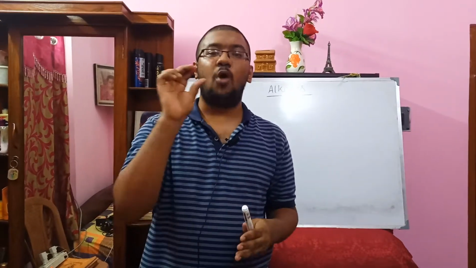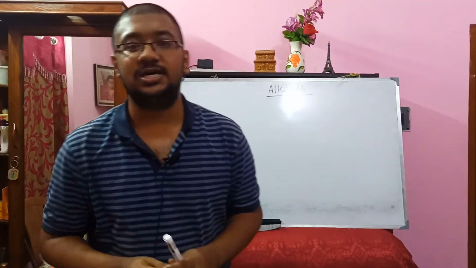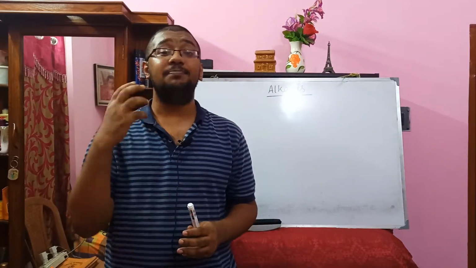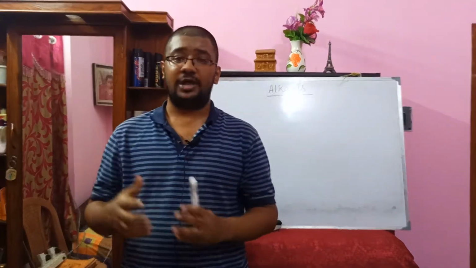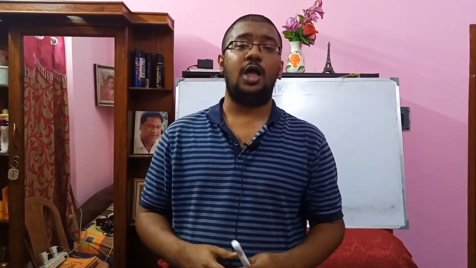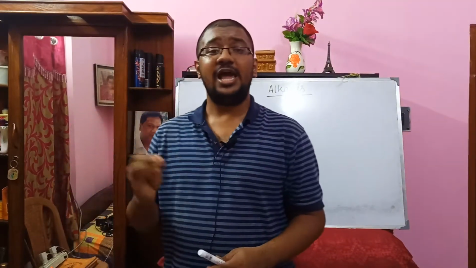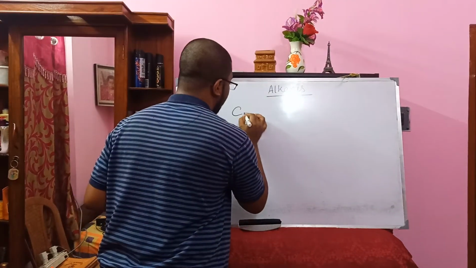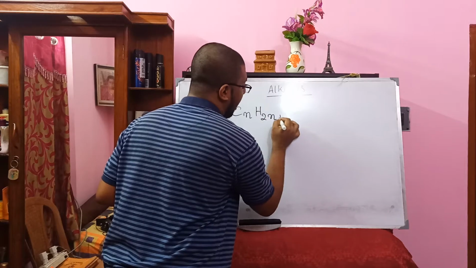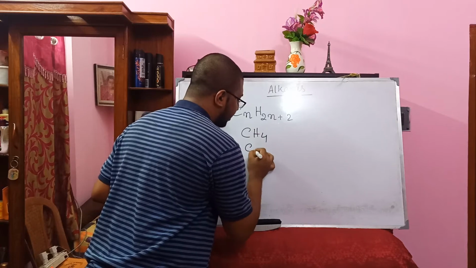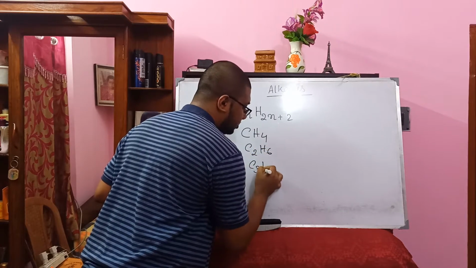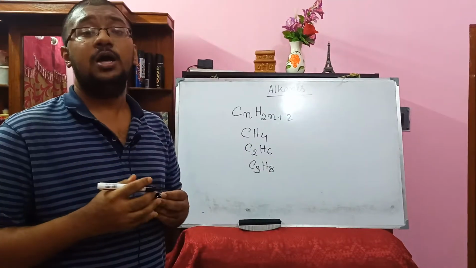Now we discussed that the smallest member of this alkane family is CH4, which we also call methane. We also discussed ethane, which has 2 carbon atoms, C2H6; 3 carbon atoms, C3H8, that is propane; butane with 4 carbon atoms, C4H10, and so on. The general formula of this alkane group was CnH2n+2. So if carbon is 1, hydrogen will be 4. If carbon is 2, hydrogen will be 6. If carbon is 3, hydrogen will be 8. And so on, it will continue.